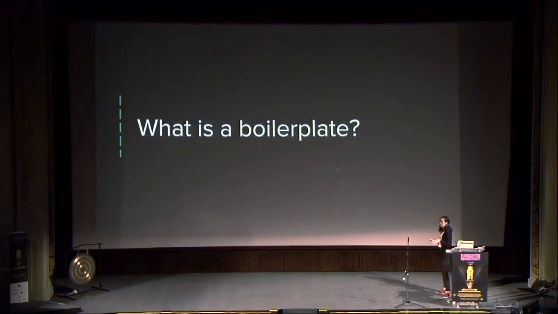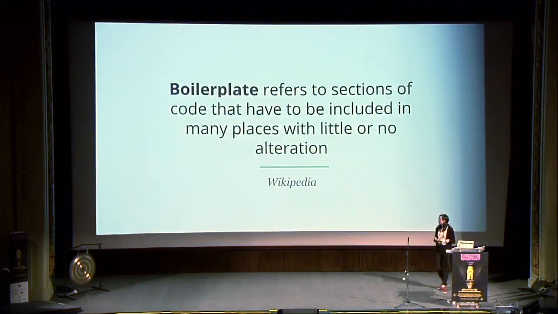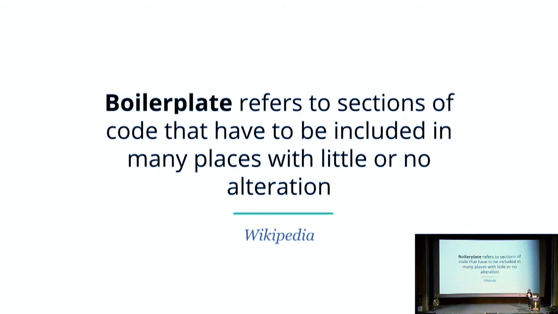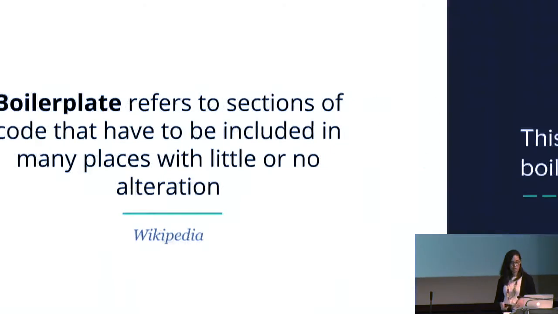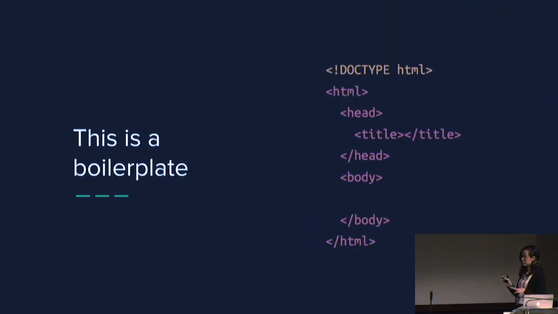Okay, so first we need to understand the concept of what is a boilerplate. The definition says that a boilerplate refers to sections of code that have to be included in many places with little or no alteration. And this is a very generic explanation. To give an example, the most simple example that I can give you is the basic structure of an HTML document. This is a boilerplate because anytime you want to reuse it, you can just copy and paste it.